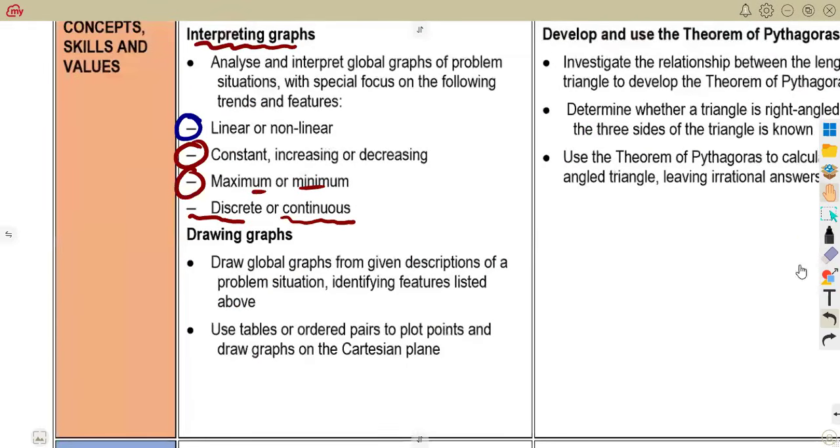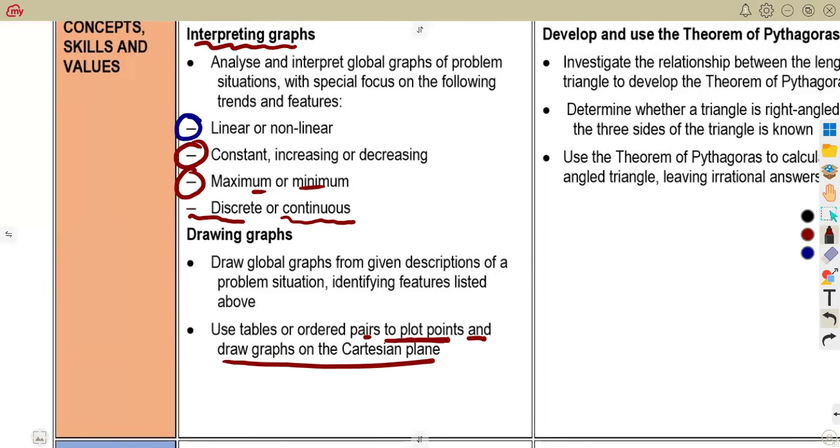So we are just going to use this: use tables or ordered pairs to plot points and draw graphs on the Cartesian plane. The first part is to plot the points, which is the one that we have been doing. Then the last part that we are going to have in our class is to draw these graphs on the Cartesian plane. Like I was saying, once you know how to plot points, it will be easier for you to know how to draw the graphs.